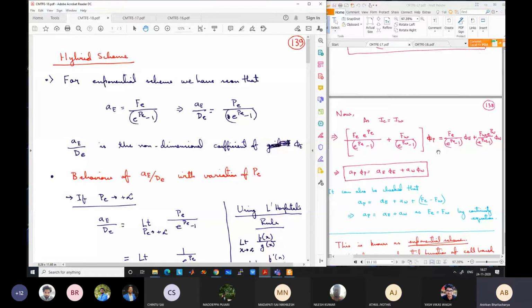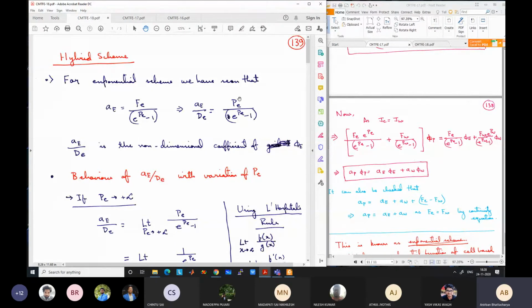So that is the main important. For the exponential scheme, we have seen this term Fe by e to the power P minus 1, that is what I have written here: A is equal to Fe by e to the power P minus 1. This can be non-dimensionalized if you divide by the east interface diffusive strength. What was the definition of diffusive strength? Gamma by delta x. In this case it is gamma e by delta x.